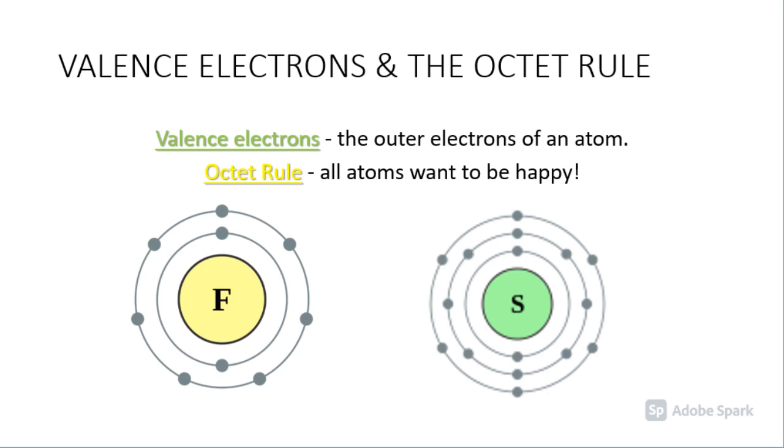Remember that chemical reactions occur by a rearrangement of electrons. The electrons in the valence shell, or the outer shell of each atom, are what's available to react. Recall that these reactions are driven by the desire to be happy. Each atom wants to have a filled valence level.